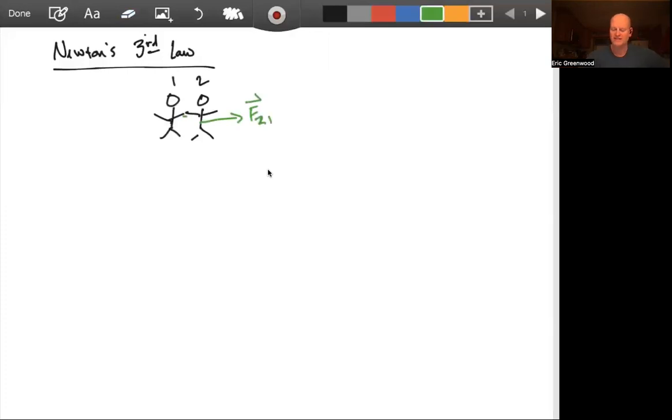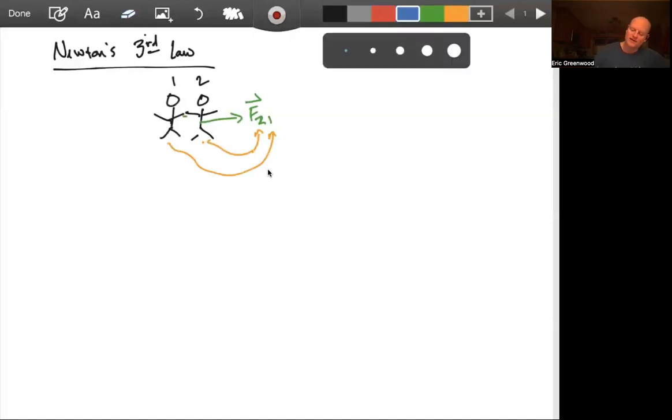So the way I read this is the first position that shows up here, which in this case is 2, is talking about the object that I'm speaking about, which in this case is object number 2. And then the 1 in this case is talking about where the force is actually coming from. So the way I read this is that this is the force on 2 by 1. However, what we know is that this guy then is going to feel a force in this direction, which is going to be the force on 1 by 2.